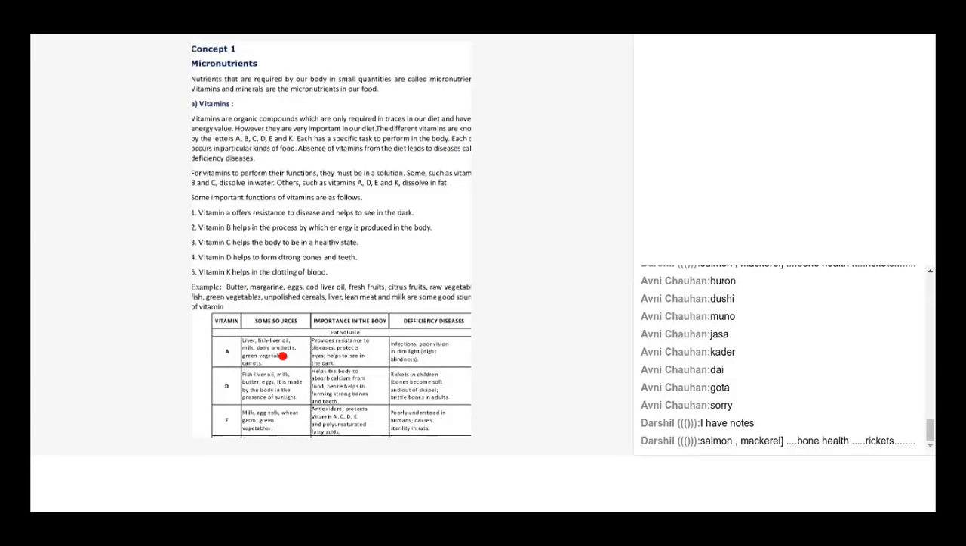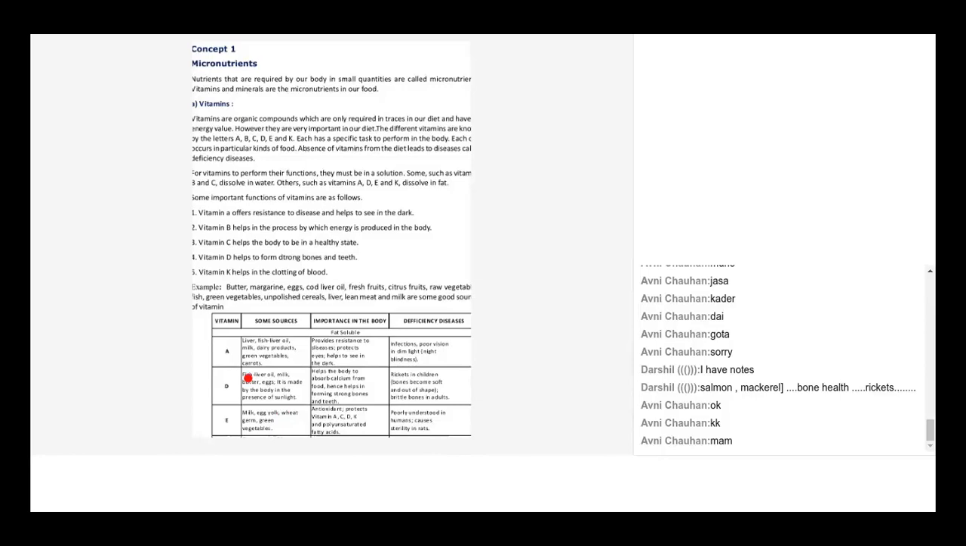All right. Now coming to vitamin D. What is vitamin D? These are all the vitamins that are fat soluble. We will be discussing water-soluble vitamins next. Vitamin D is also, as I was discussing, fat-soluble. We get it in butter, egg, and fish cod liver oil.